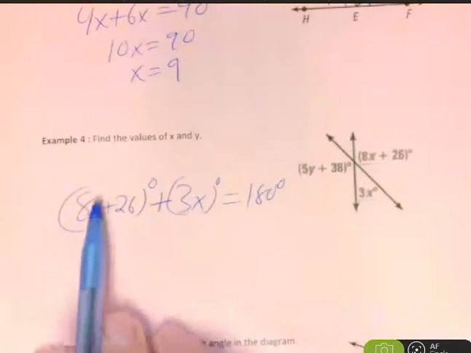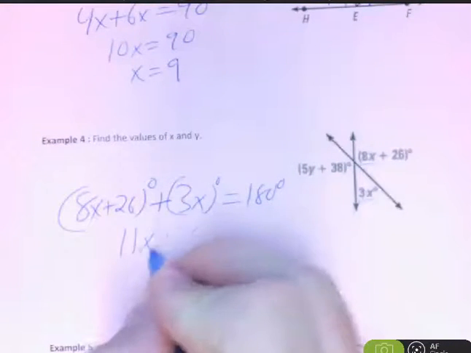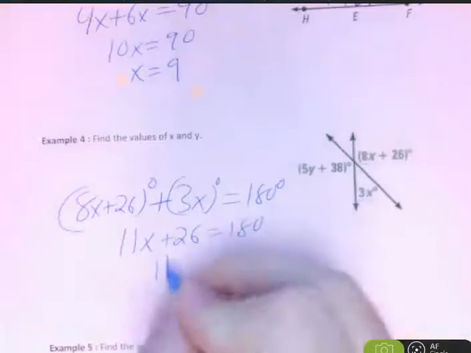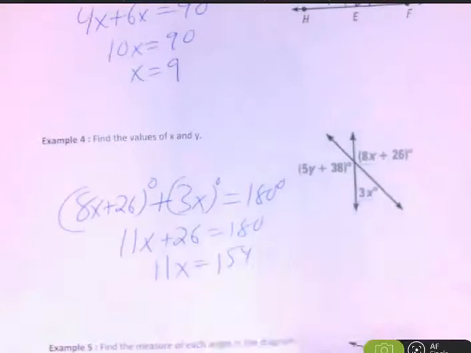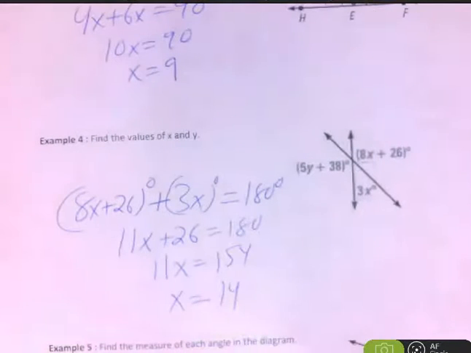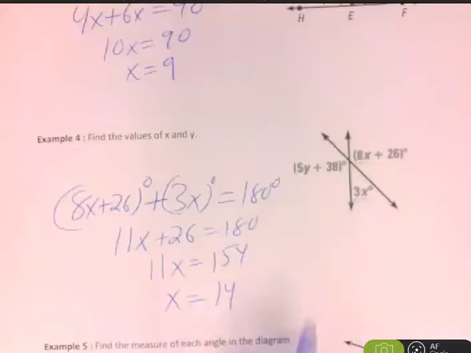So let's solve this. I have 8x plus 3x is 11x. 26 I can't combine with anything yet, so I'll bring the 26 over. So that's 154. So x has to be, let's see, 14. Okay, you can, again, pause, rewind, whatever you need. So x is 14.